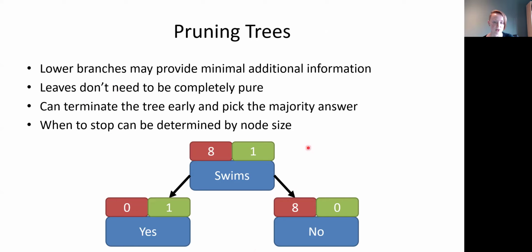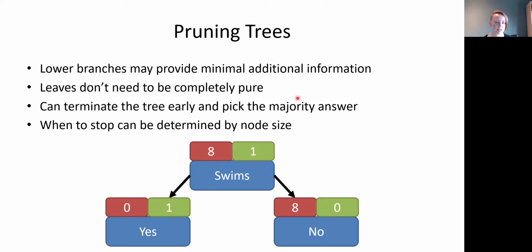So if we carried on with our high versus low risk of cancer, it might be that at the end we have a question of whether they swim or not that can perfectly split our high and low risk. But maybe this doesn't really provide additional information. It's just going into a level of detail that's not really biologically relevant. So we might want to stop it at this point and just classify all of these as high risk.